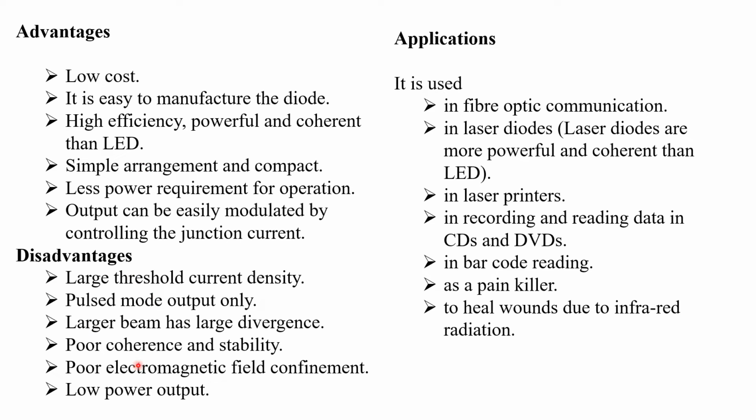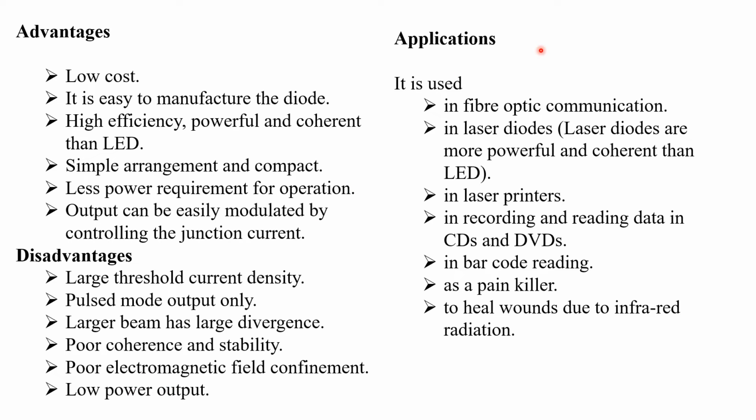If you see the disadvantages, a large threshold current density is required. Every time, you have to make the charge carriers stay back in the junction region for the recombination to occur, which takes place only at a large current density value. The output power is only pulsed output, and the divergence will be more, with poor coherence and poor electromagnetic field confinement. The output power is also very low.